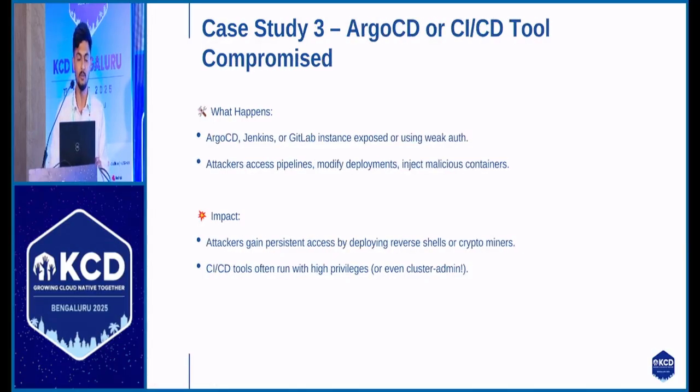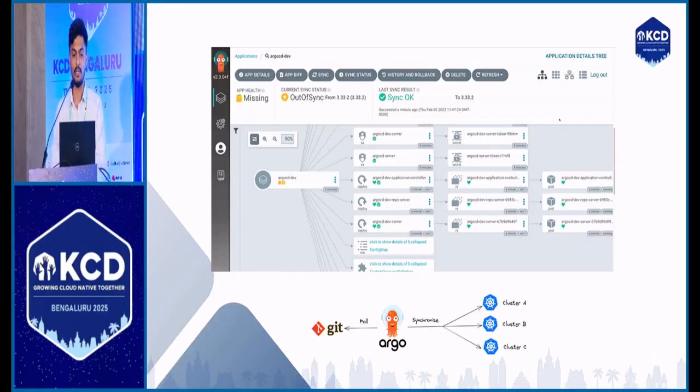Case study 3. Everyone talks about CI/CD tools, like Argo CD. Does anyone know that using Argo CD we can get into a Kubernetes cluster? You can tell me that Argo CD is just a middleman between GitHub and Kubernetes, right? GitHub will have a repository, and Argo CD will pick up that deployment and deploy it in Kubernetes.